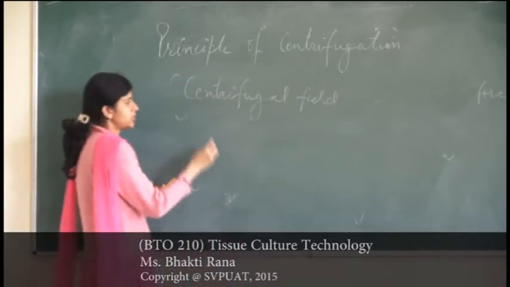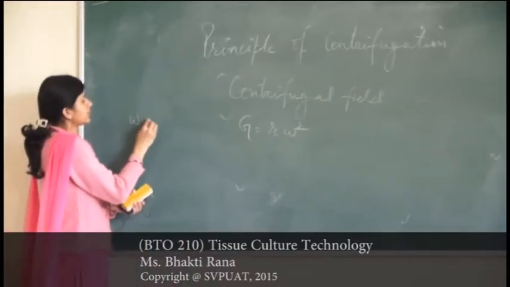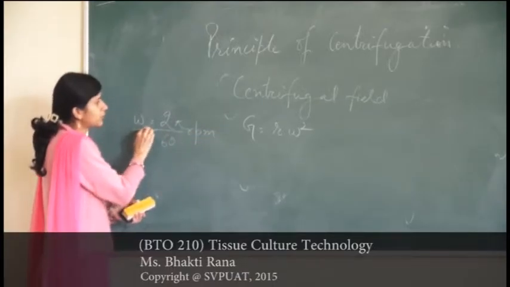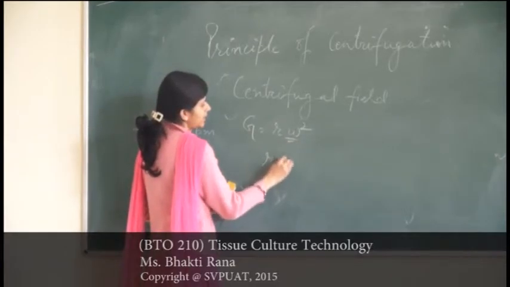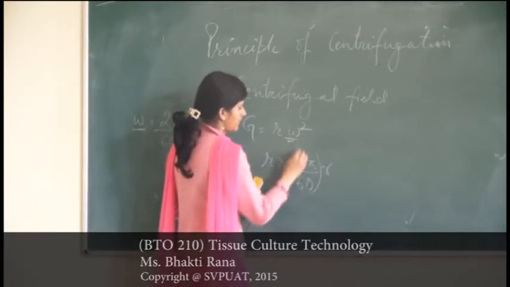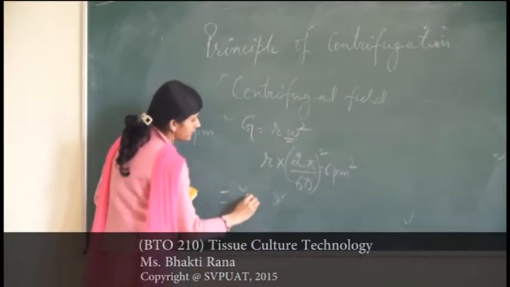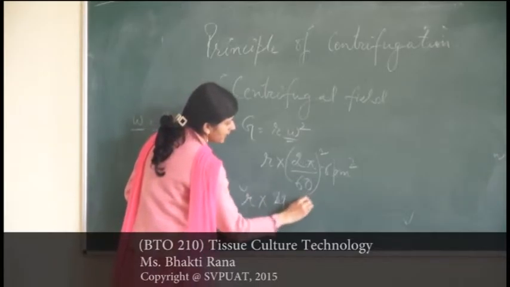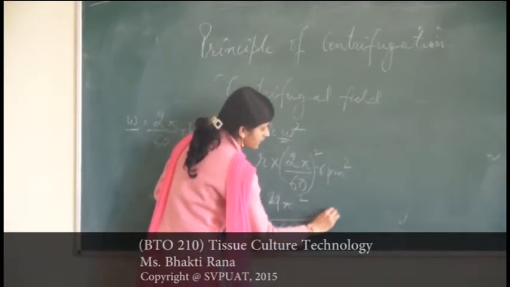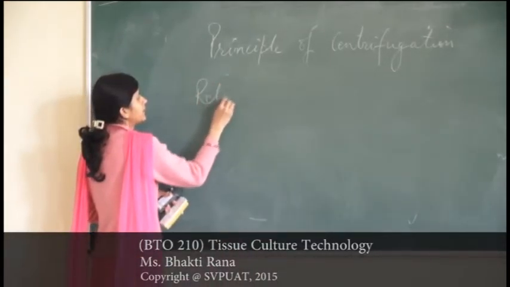After angular velocity comes the centrifugal field, denoted by G. G is equal to r omega square, and you already know that omega is equal to 2 pi by 60 rpm. You have to substitute the value of omega here. It comes to be r into 2 pi by 60, and when you further solve it, it becomes r into 4 pi square by 3600 times rpm square.